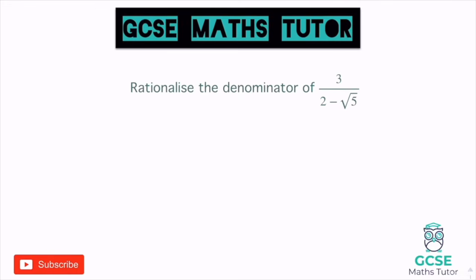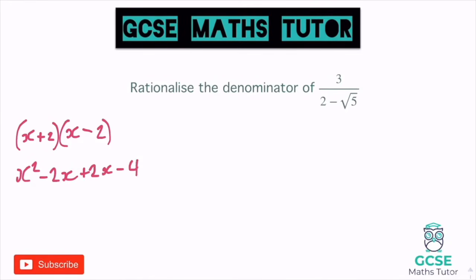Now if we think back to algebra, there's this situation in algebra where we're expanding a double bracket and the numbers are the same. The numbers are the same, but the symbols are different. One's positive, one's negative. It's called a difference of 2 squares. When we expand this, we get x squared minus 2x plus 2x minus 4 at the end. And when we simplify this down, these two cancel each other out. So we only end up with x squared minus 4. Okay, so we're going to apply that same logic to this question.